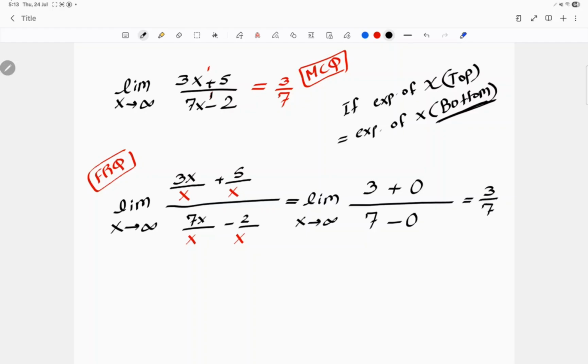And by the way, since I already replaced in here, I don't need to write this guy anymore. You only write limit of x approaching that value before you start to replace. Our answer comes out 3 over 7 in the FRQ way, same as the MCQ answer. Let's do more.